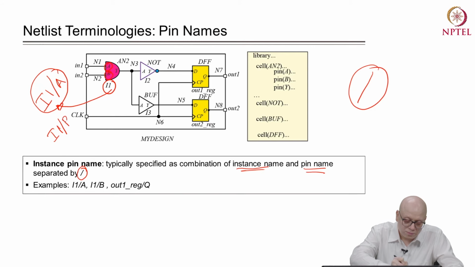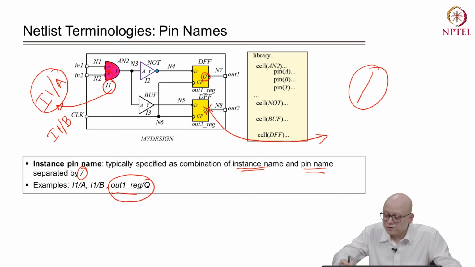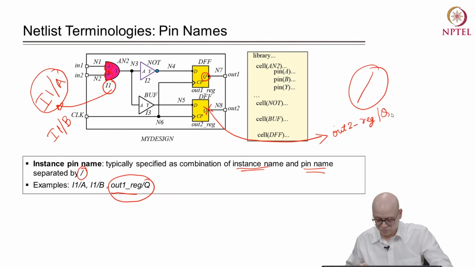Similarly, if we want to talk about the other pin B of I1, we will write I1 slash B. If we want to talk about this Q pin and not this Q pin, then we can write out1 underscore reg slash Q. If we want to talk about this one, then we will write out2 underscore reg slash Q. So, this is how you can uniquely define pin names.